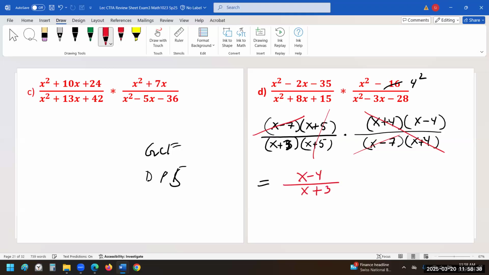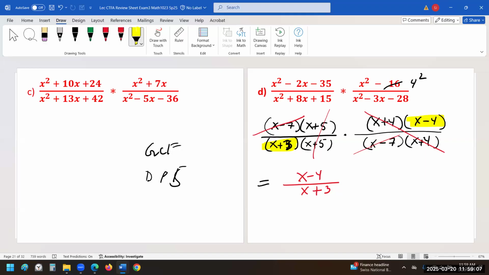And on the denominator, we are left with x plus 3. So this is not cancelable, and also this one. So whatever we could not cancel, we put them together. That's all you have to do. Factor, cancel, rewrite. And when you rewrite, make sure you write them in their proper position. Whatever is left on the numerator must be on the numerator. Whatever is left on the denominator must go on the denominator.